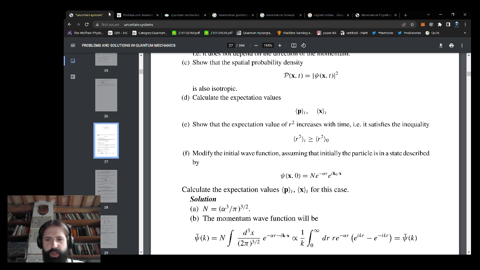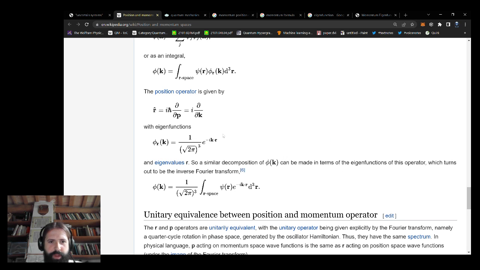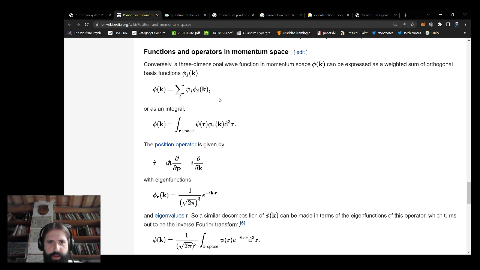So maybe what I should do is go through some more specific version of these. Okay, I think I understand that the three-dimensional wave function in momentum space can be expressed as a weighted sum of another orthogonal set of basis functions, and then you take the position operator. I'm not so sure I understand the intuition behind why this works. But okay, it's one step a little bit forward.